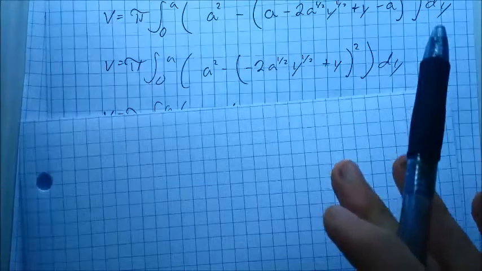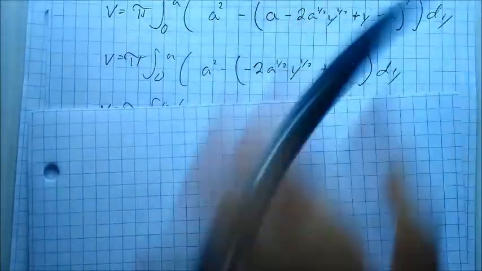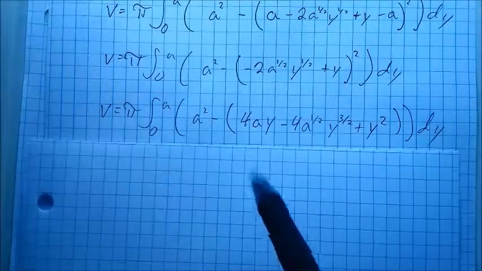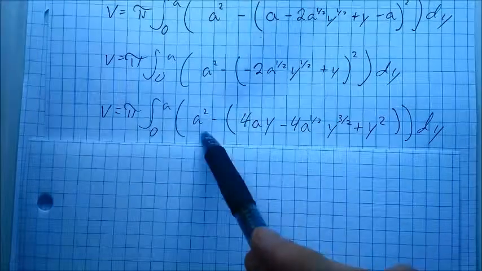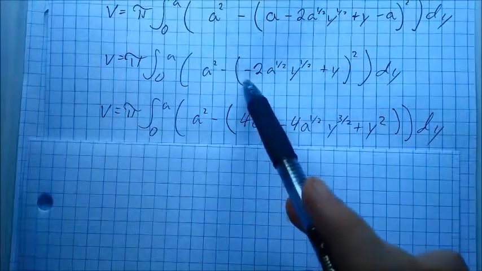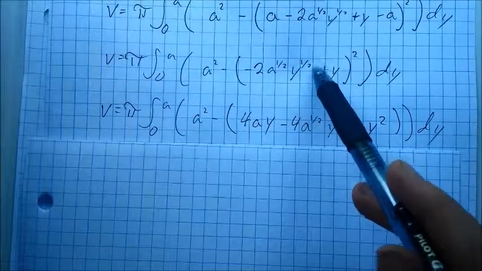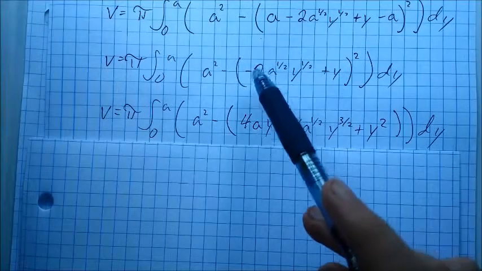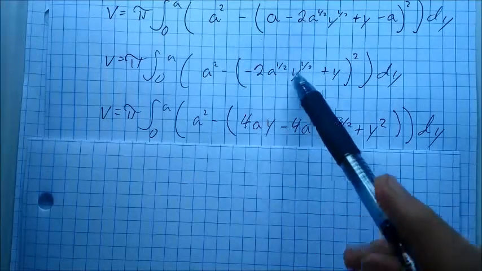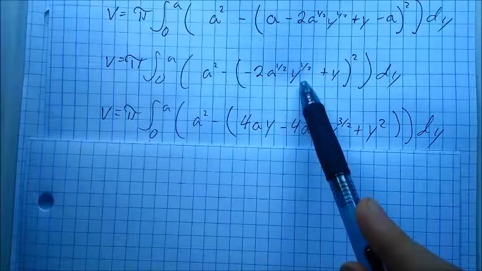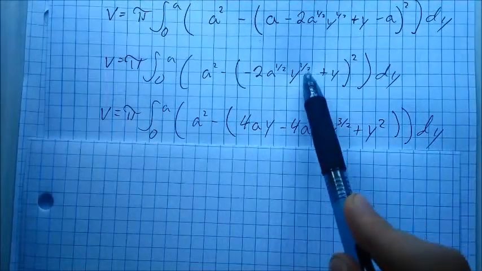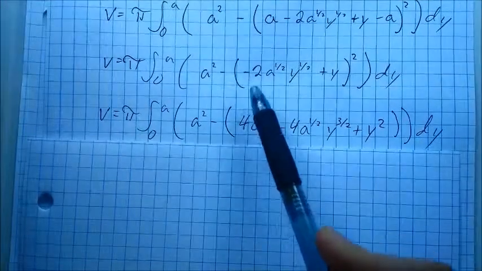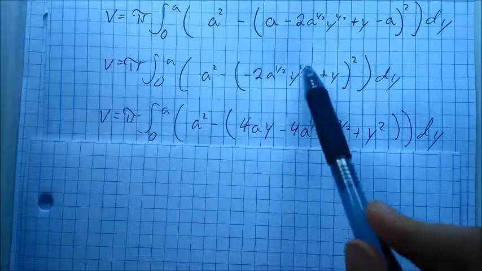And now we're going to square this binomial. So we're going to square it, and the a squared stays, minus negative 2 a to the 1/2 y to the 1/2 squared is positive 4ay. Positive 4ay. Here we're going to multiply and double. So we're adding exponents. y to the 1/2 times y is y to the 3/2, times a to the 1/2, times negative 2 times 2. So it's going to be negative 4 a to the 1/2 y to the 3/2.